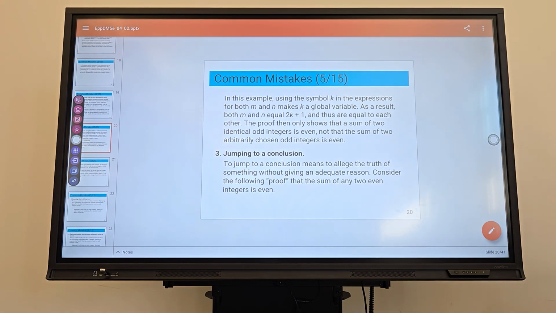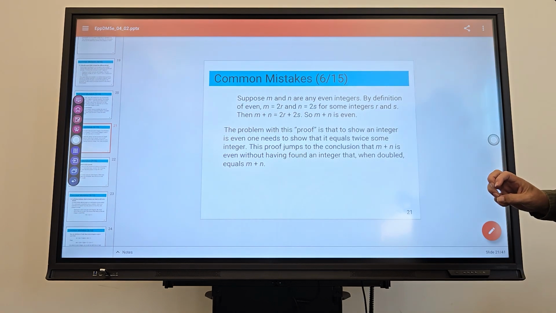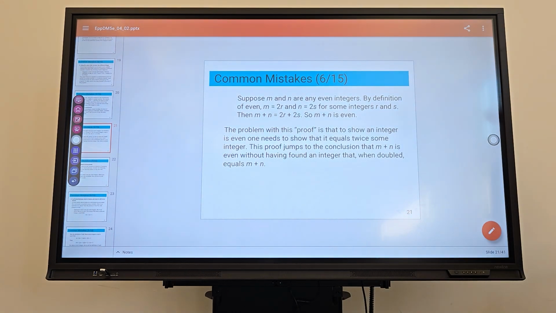Third mistake, jumping to a conclusion. You allege the truth of something without giving an adequate reason. Consider the following. Suppose m and n are even integers. By definition of even, m equals 2r and n equals 2s for some integers r and s. Then m plus n equals 2r plus 2s, so m plus n is even. Sounds like you're missing a step or two there.